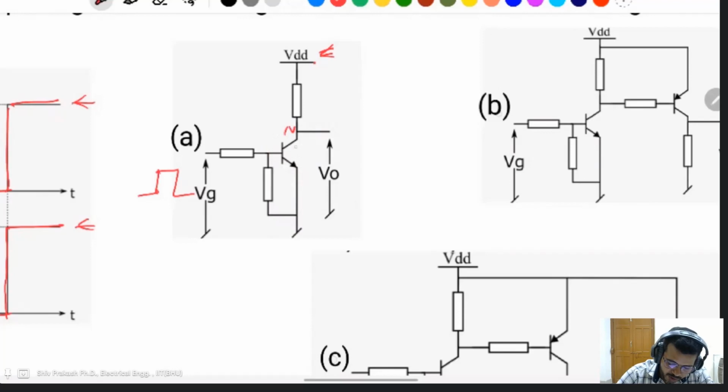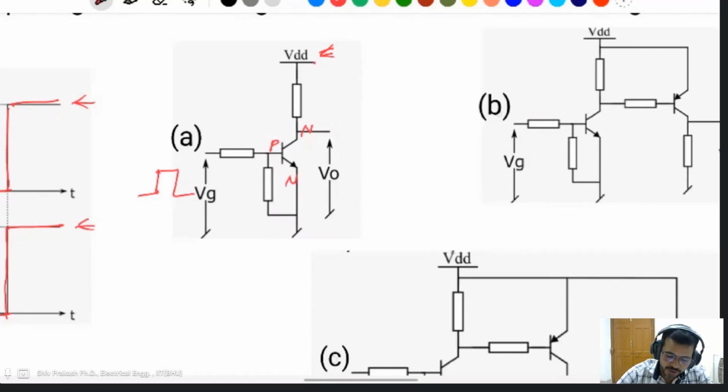Okay, don't get confused by this one. All transistors are working in the cut-off and saturation modes only. It is on and off. In any circuit, it is usually for switching purposes. It will be on or off.